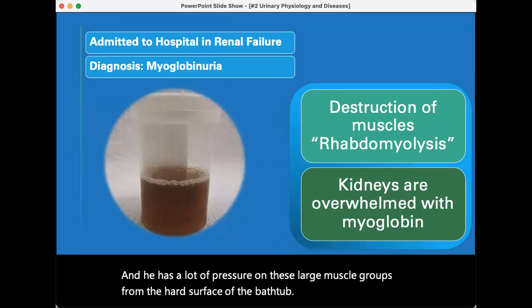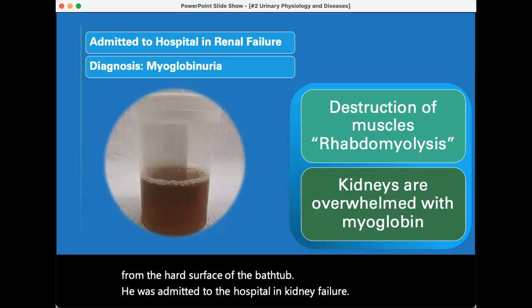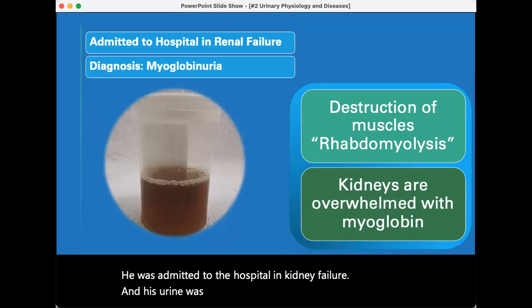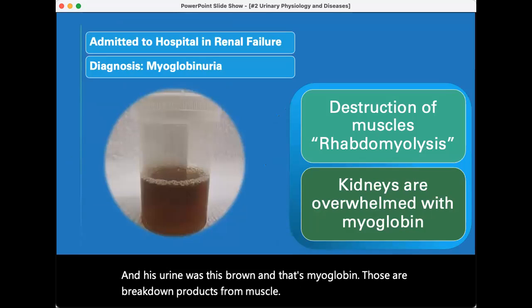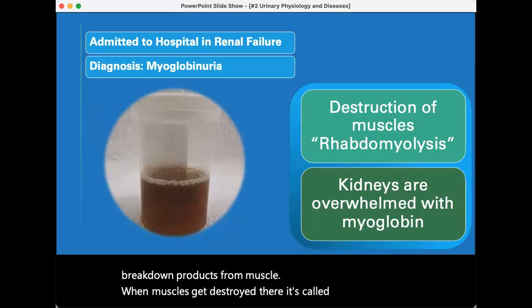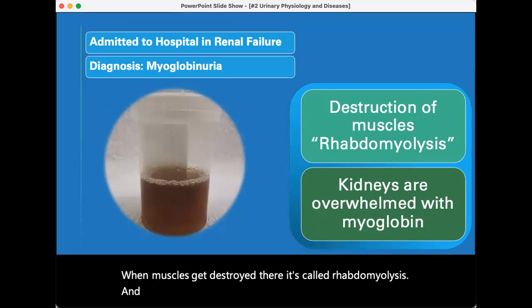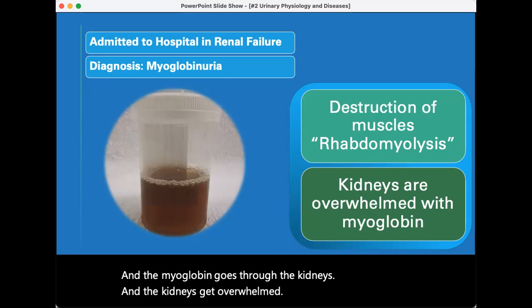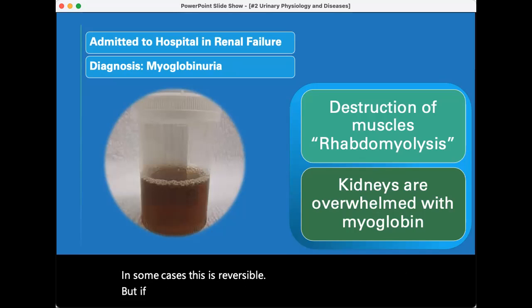He was admitted to the hospital in kidney failure, and his urine was this brown, and that's myoglobin. Those are breakdown products from muscle. When muscles get destroyed, it's called rhabdomyolysis, and the myoglobin goes through the kidneys, and the kidneys get overwhelmed, and it knocks out the kidneys. In some cases, this is reversible, but if it's overwhelming and it's gone on too long, then it's complete kidney failure.